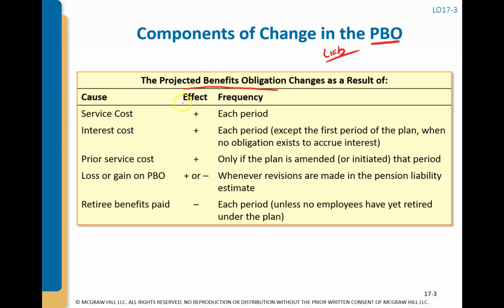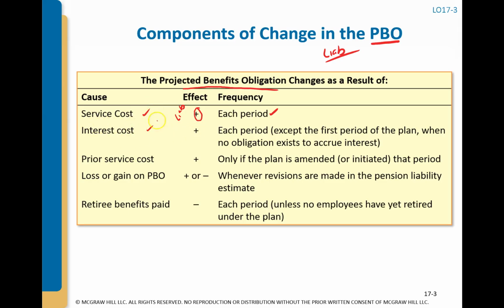impact the PBO, and the first one is the service cost. That's just the increased cost every year as more employees become eligible for retirement. Then your liability has to increase every year. And this plus means an increase to the liability. So service cost is debit pension expense, credit projected benefit obligation.